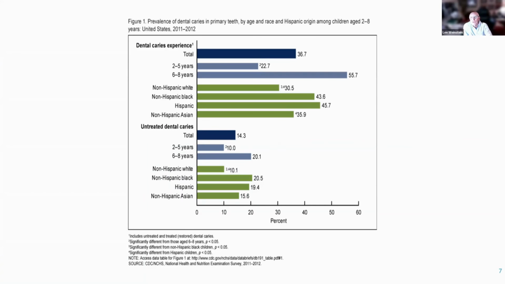2 to 5 years at 22 or 23%, 6 to 8 years with experience of decay, 55%. Untreated dental decay is from 2 to 5, 10%, 6 to 8, 20%, if you're looking at my list. And again, back to ethnic. And you can use the ethnic rules and say, hey, the educational levels are lower perhaps, and the necessity of dentistry is not there, or the importance of dentistry.